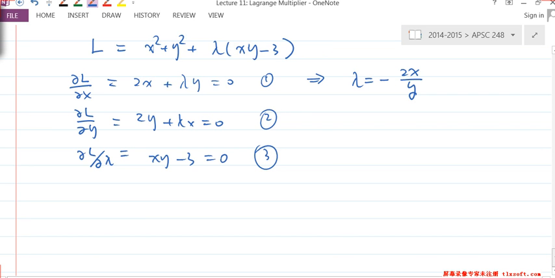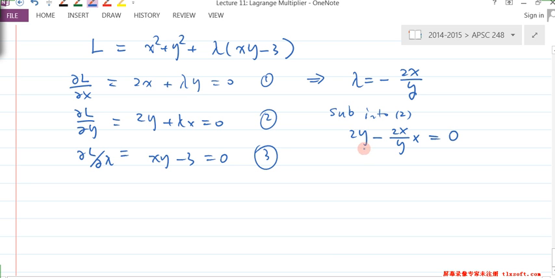Okay, so given the time, let's try it here. So this is a typical approach. First, you derive a lambda in terms of x and y, either from equation 1 or equation 2, it doesn't matter. And then, as we did in the previous one, we sub this into equation 2. So if we do that, what do we get? We get 2y minus 2x over y, x equal to 0.